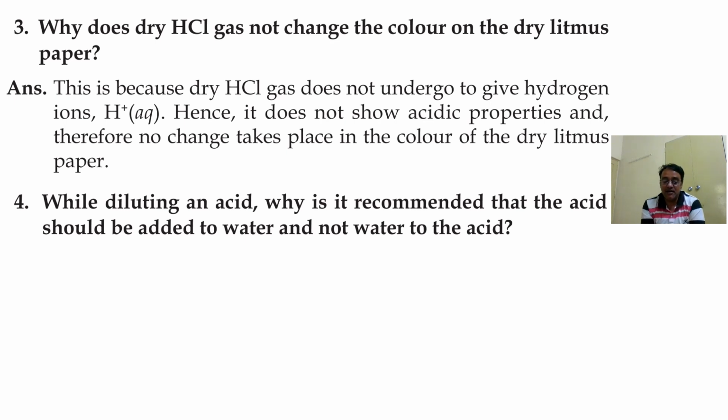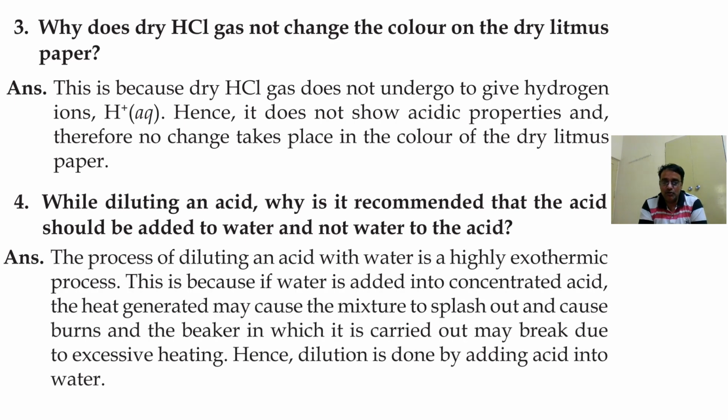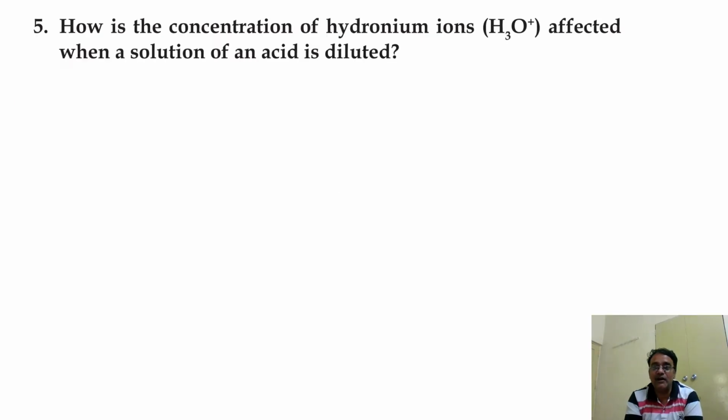The beaker in which it is carried out may break due to the excessive heating. So that is why dilution is done by adding acid into water. Okay? So this is the answer. You can refer to it. Now question number 5. How is the concentration of hydronium ions, that is H3O plus, affected when a solution of an acid is diluted? The concentration of hydronium ions decreases when a solution of an acid is diluted.